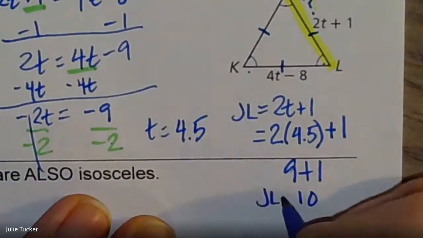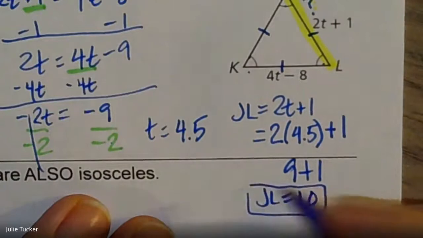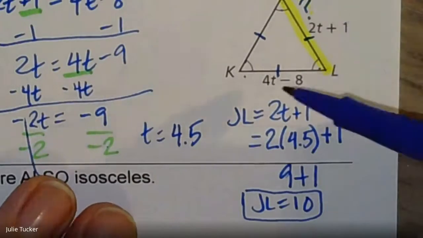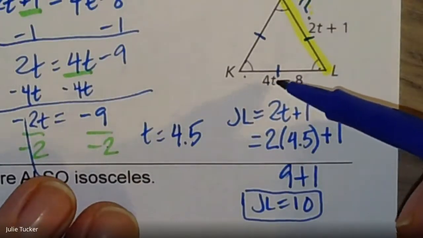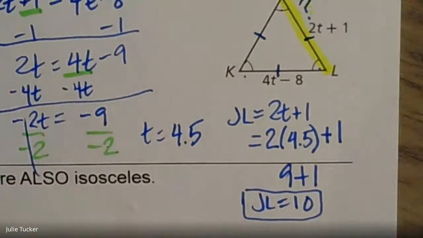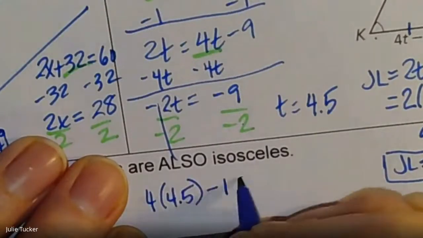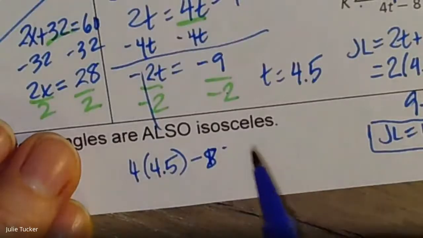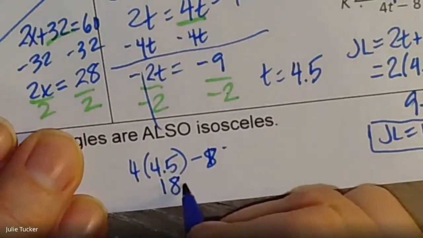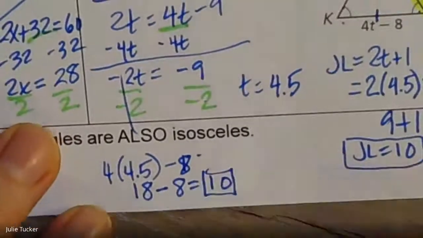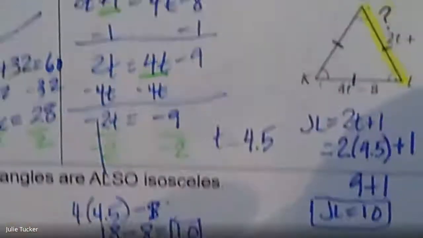So JL equals 10. Now, if we want to be sure that we're right about that, we could also plug into this one. So we would have to do 4 times 4.5 minus 8. So 4 times 4.5 is 18, and 18 minus 8 is 10. So yes, that is right, because I got 10 for the other side. So we got the right answer.